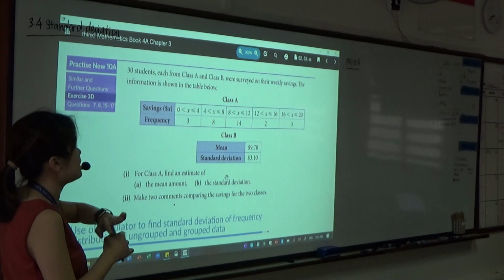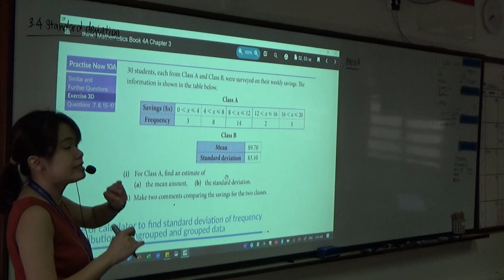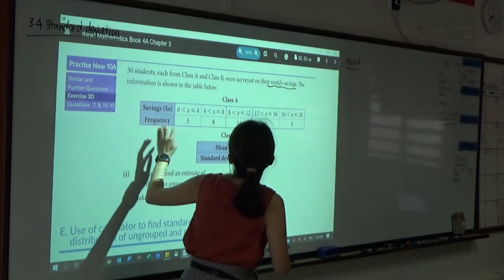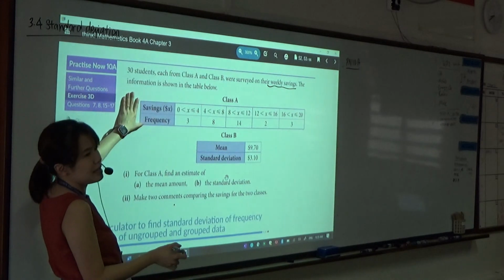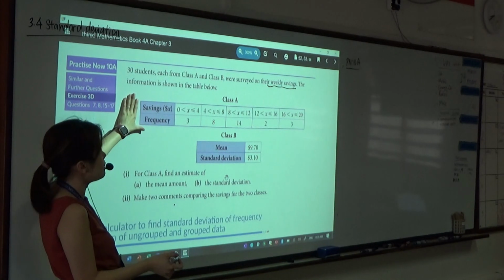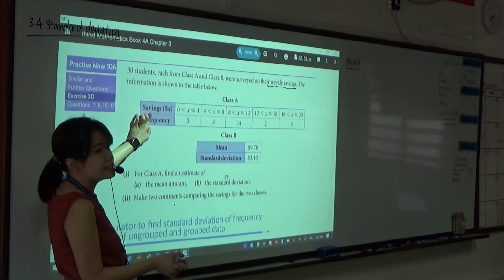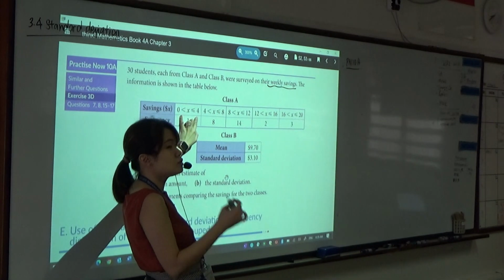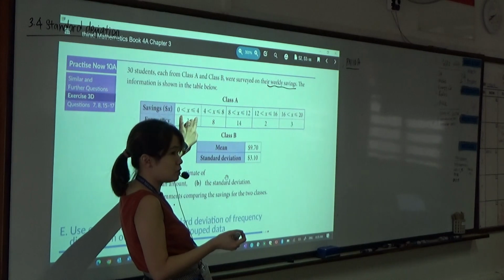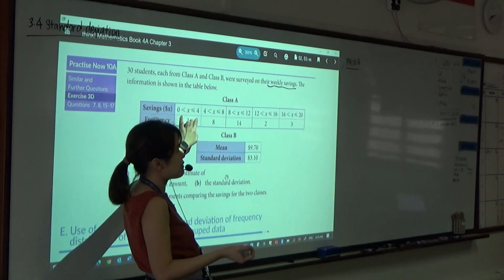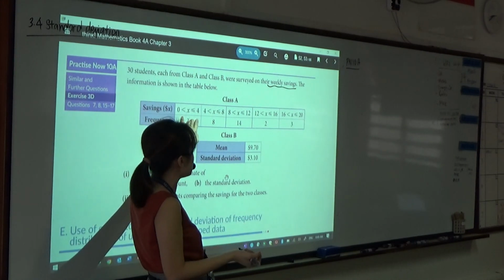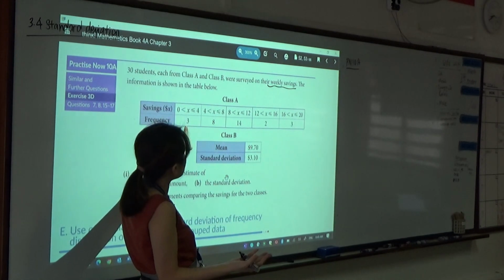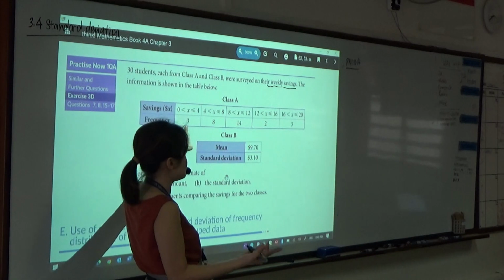They were surveyed on their weekly savings. So the data that we're trying to collect is the weekly savings. The information is shown in the table below. In this table itself, notice that the savings are actually being grouped into intervals, so you do not know the exact data value. So long as you have savings between $0 to $4, with $4 inclusive, there are 3 people who have that amount of savings.